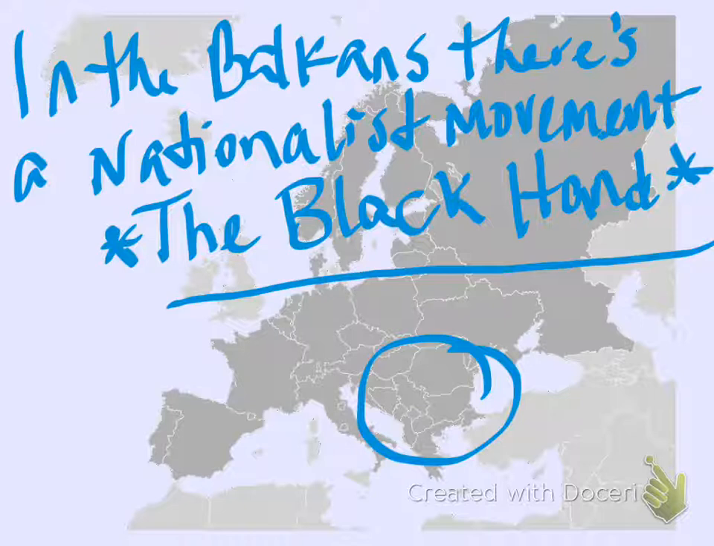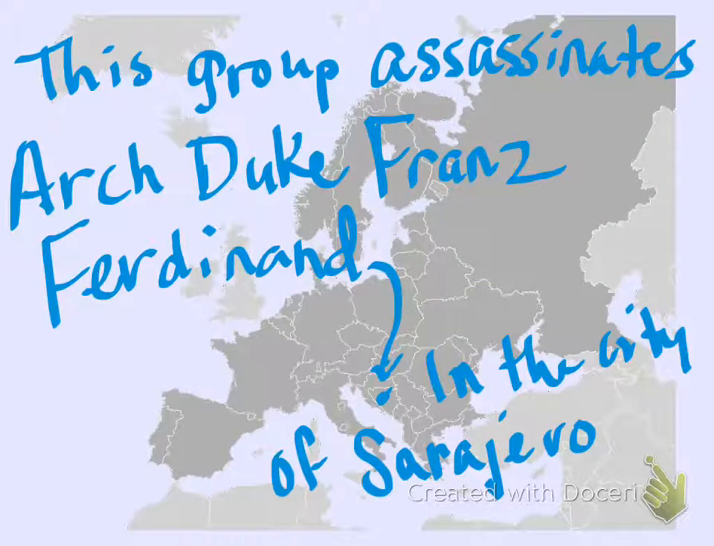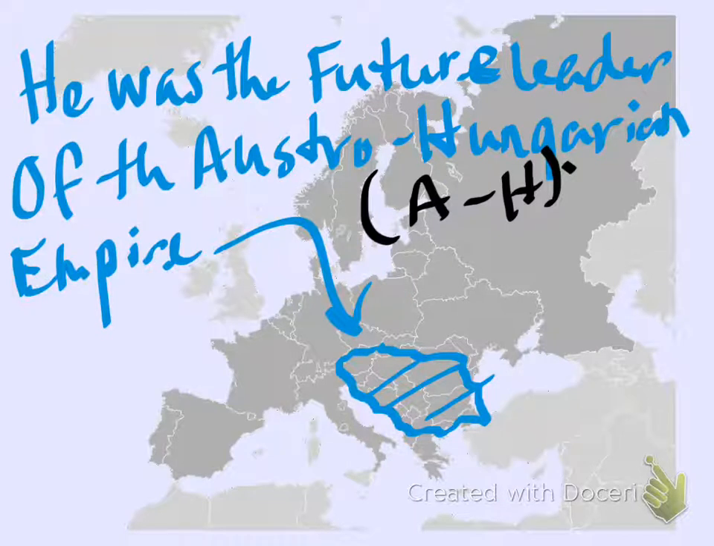They were very agitated. Now, this group assassinates a guy named Archduke Franz Ferdinand in a little city called Sarajevo in the Balkans. Archduke Franz Ferdinand was the Archduke of the Austro-Hungarian Empire. This Archduke is going to be the future leader of the Austro-Hungarian Empire.